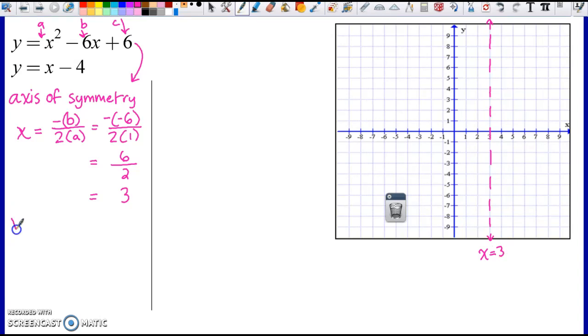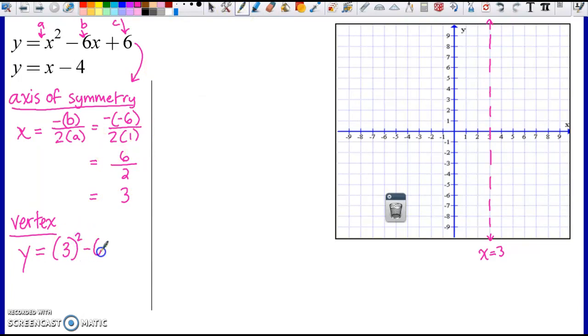After I find the axis of symmetry, I want to find the vertex. And you should remember from Unit 8, to find the vertex, I just plug the axis of symmetry into the equation for x. So I'm finding the y value, and y is equal to x squared minus 6x plus 6. What's x in this case? x would be the 3 from the axis of symmetry.